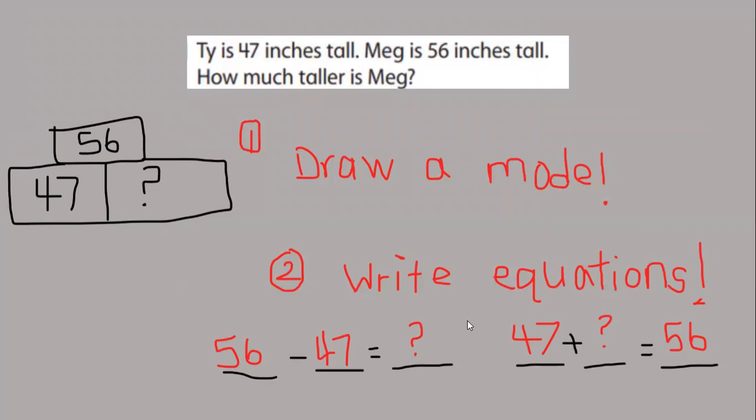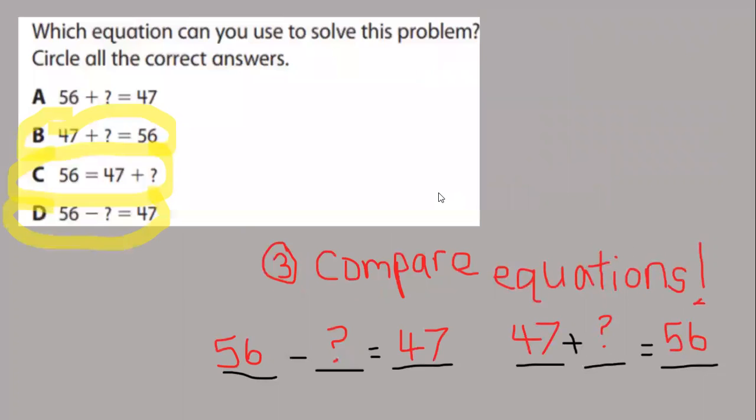And then my addition equation, I'm still using my bar model, and I'm going to say the 47 inches tall that Ty is plus an unknown number. So plus what number will get me to 56? And that is the difference as well. And that will tell me how much taller Meg is than Ty.